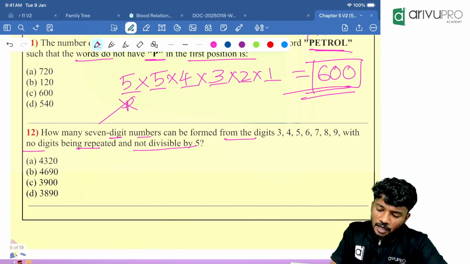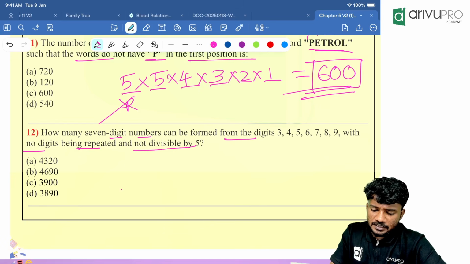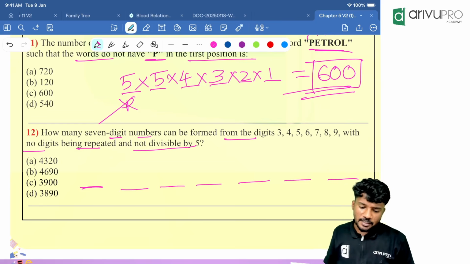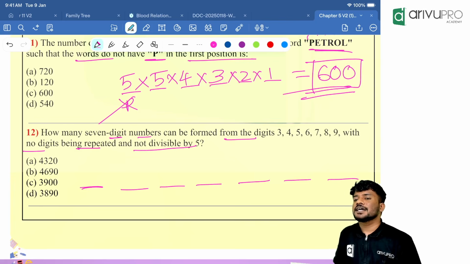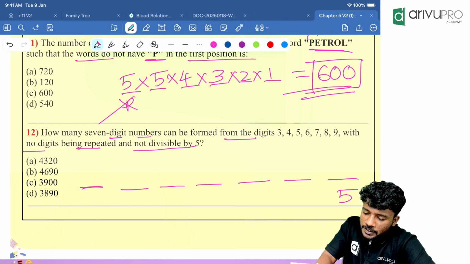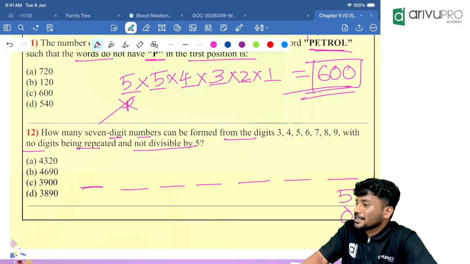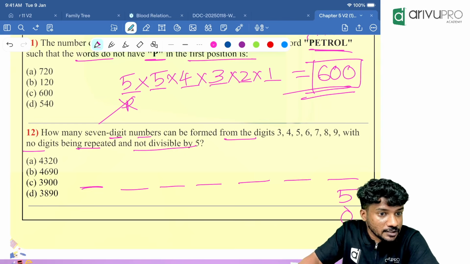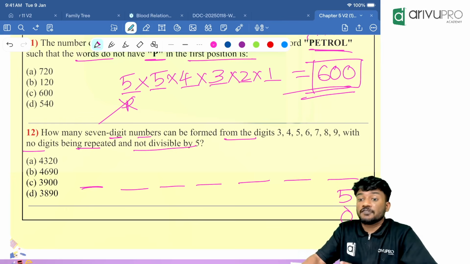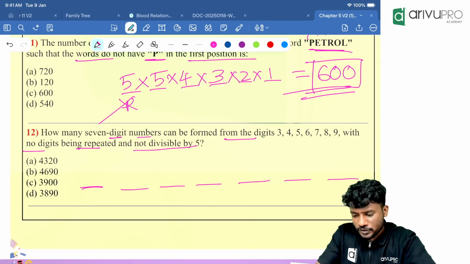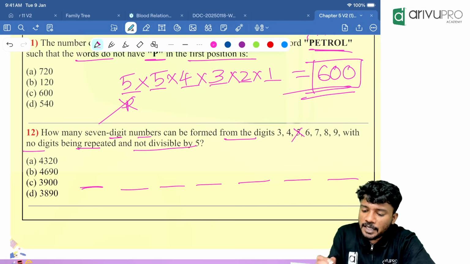Now look here. We need to form how many digit number? A 7-digit number. Now, what is the condition? It should not be divisible by 5. It should not be divisible by 5 means in the ones place, what numbers should not be there? 5 or 0 should not be there. Correct? 5 is divisible by 5, 10 is divisible by 5, 15 is divisible by 5, 20 is divisible by 5. If the ones place is 5 or 0, it is divisible by 5. So 5 or 0 cannot sit. But 0 is not part of it. That means 5 cannot sit.